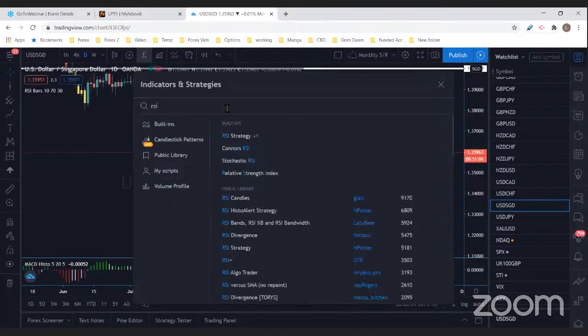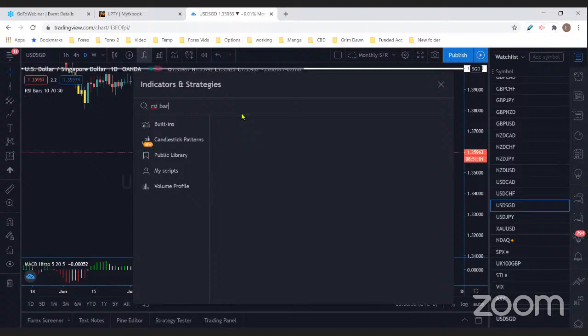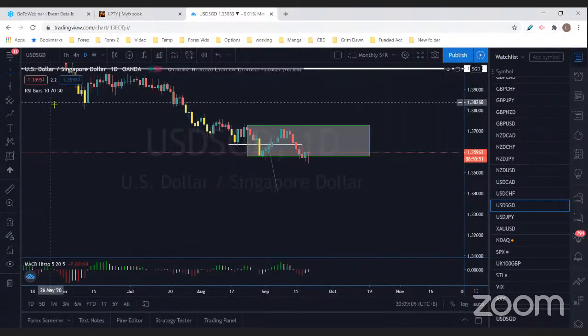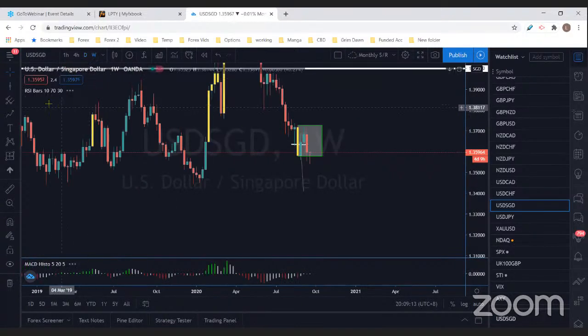So this is the indicator which I'm using, the RSI candles. No, it's actually RSI bars, my mistake. RSI bar colors, RSI candle is more or less the same thing. The settings are 70 and 30, which is the original setting. On the weekly chart, I'm using RSI 10. That's the only thing that I changed.